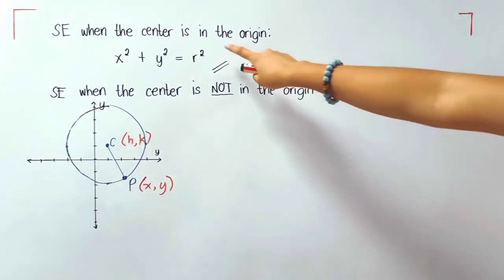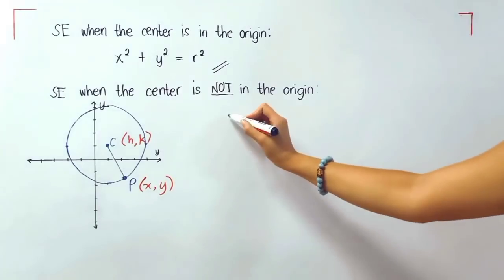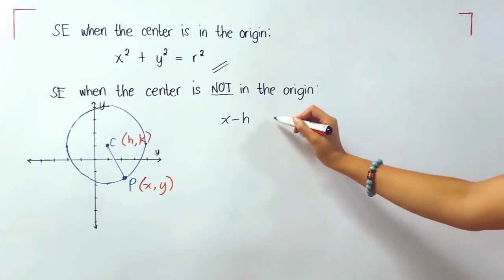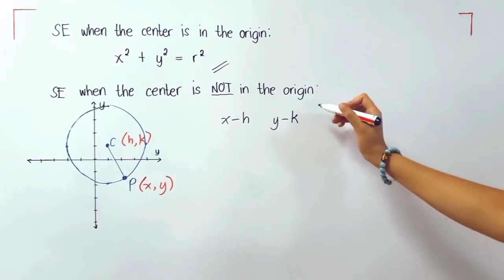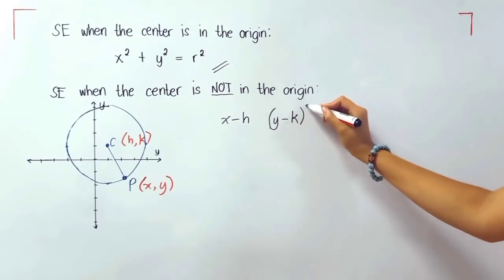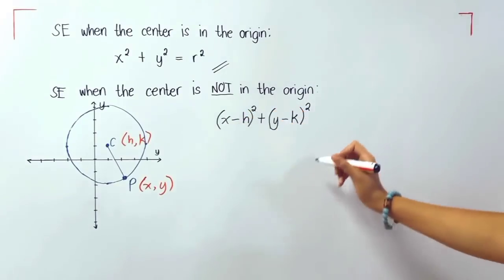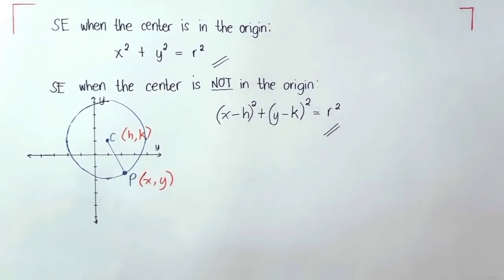Now we will pattern the new equation to the previous one. So instead of x squared, we'll make it (x minus h), and instead of y squared, we'll make it (y minus k). And then we'll simply have the exponent 2, still equal to r squared. The corresponding x of our center is h, while the corresponding y of our center is k. Therefore, we will always pair x with h and y with k.